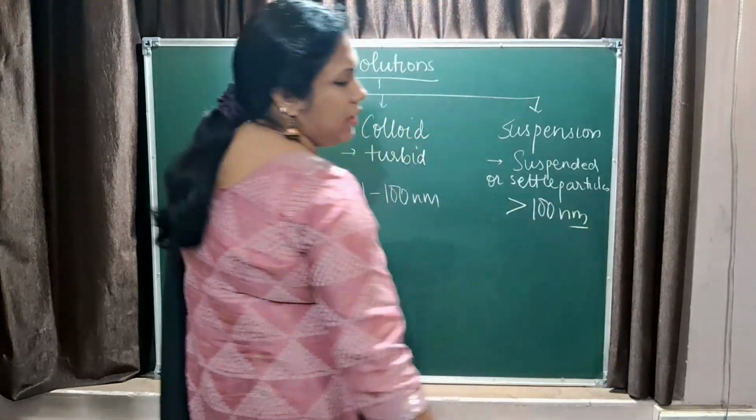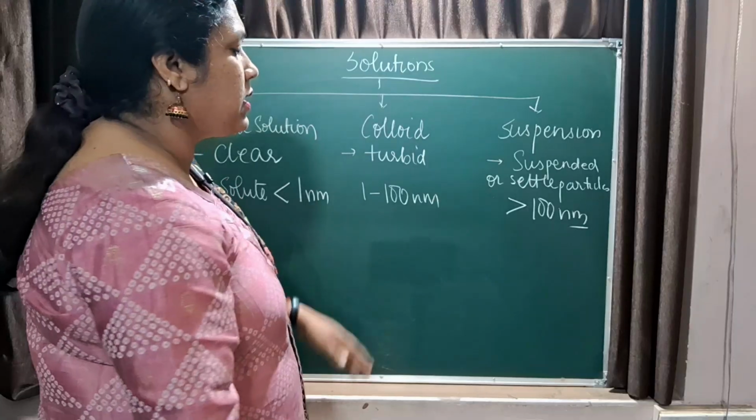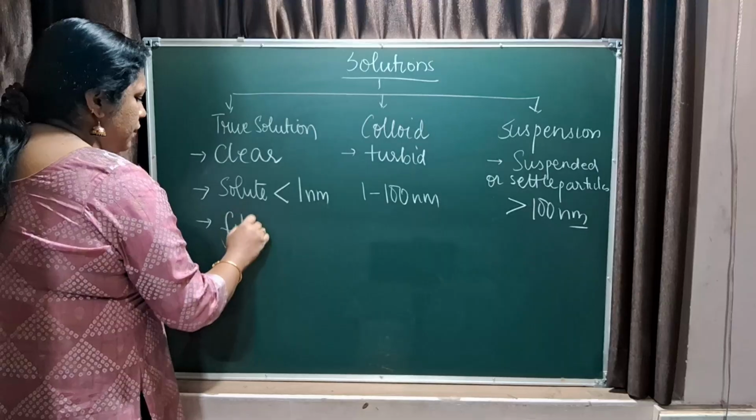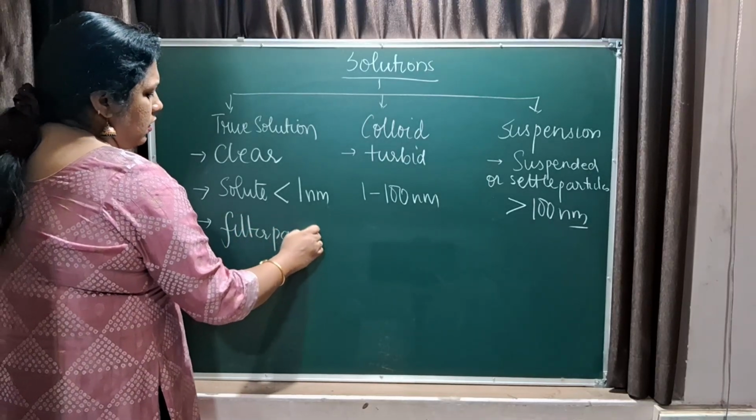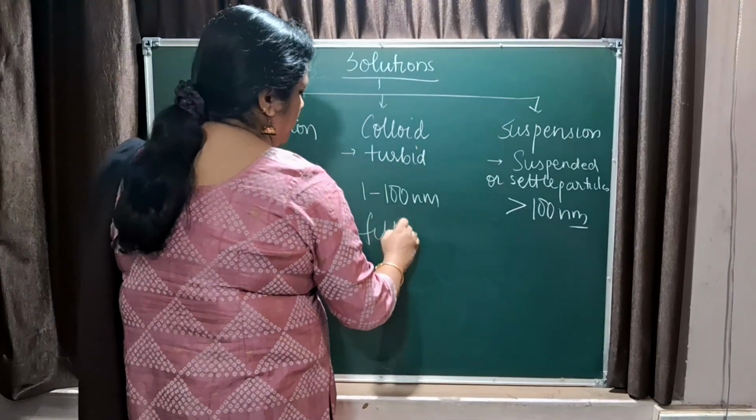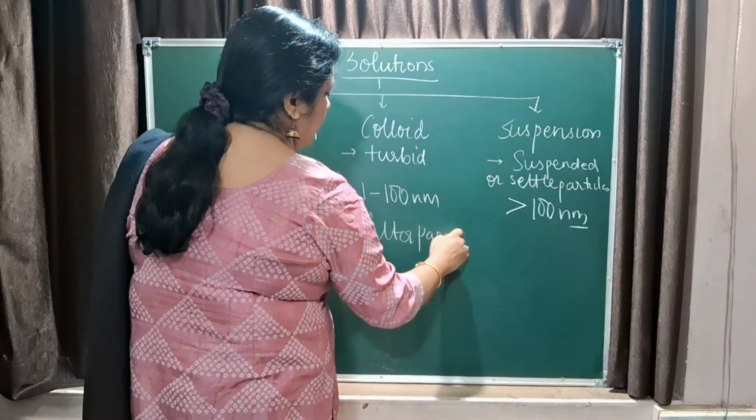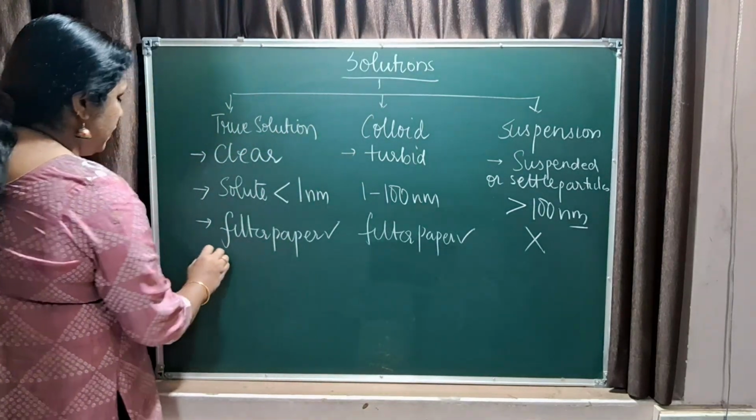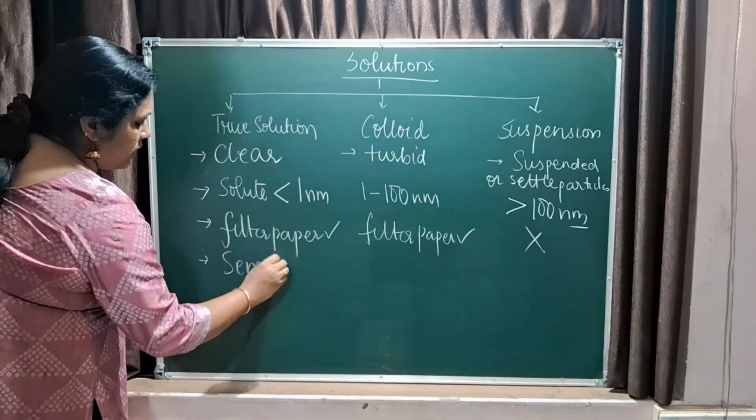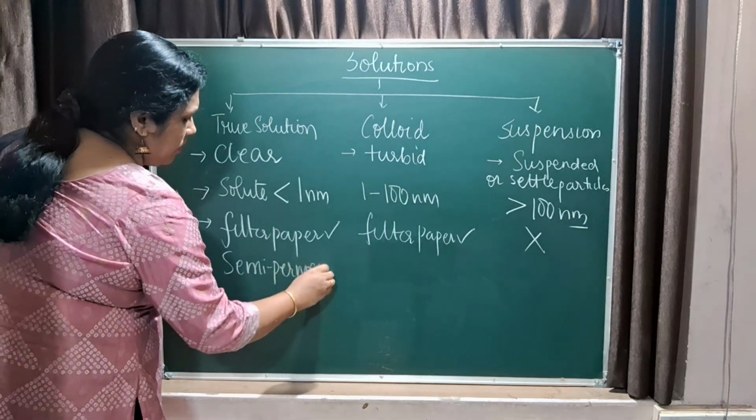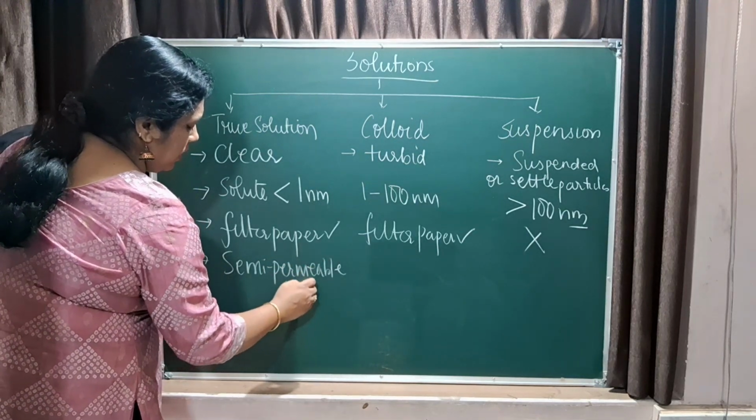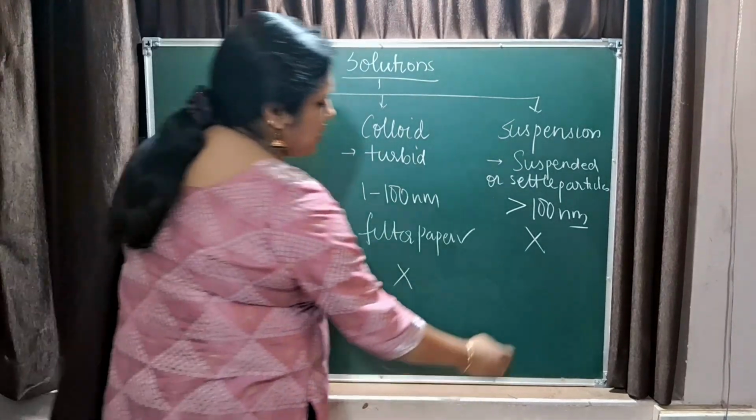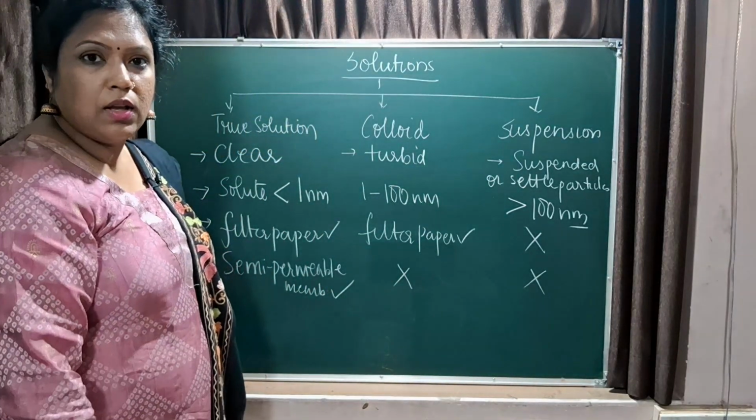You know what a nanometer is, right? 10 raised to minus 9 meters. So this is the size. In case of true solutions, they can easily pass through filter paper. Colloids can also pass through filter paper, but suspensions cannot pass through the filter paper. If you take a membrane, like in case of osmosis, a semi-permeable membrane, your true solution can easily pass through it, your colloidal solution cannot pass through it, and suspension can never ever pass through it. Understood?